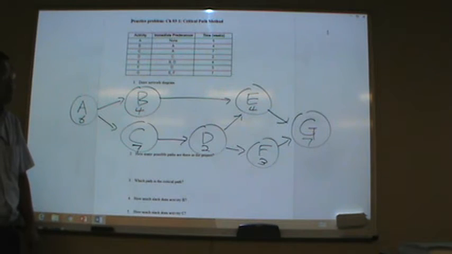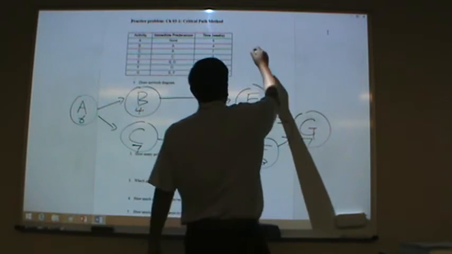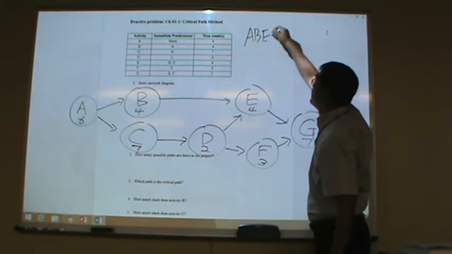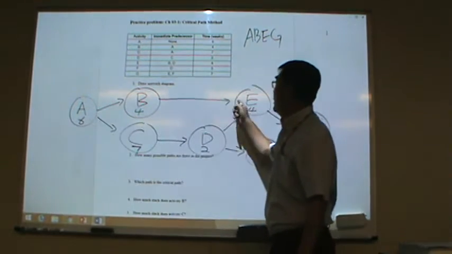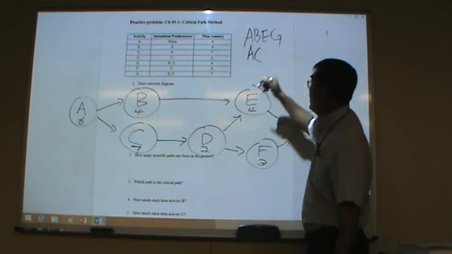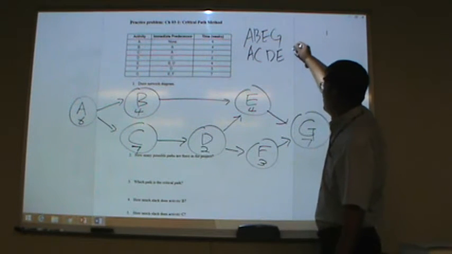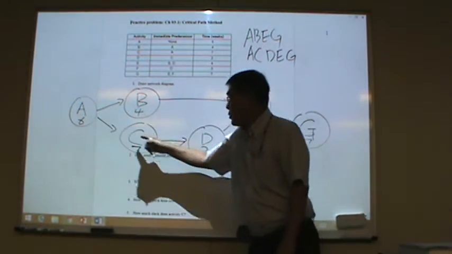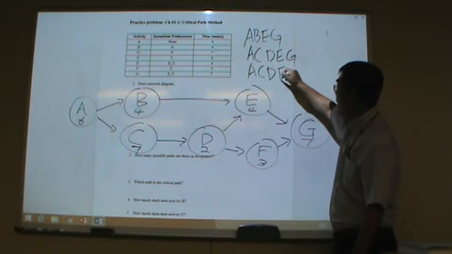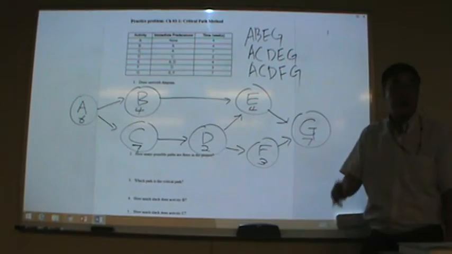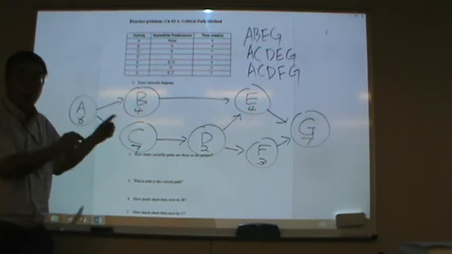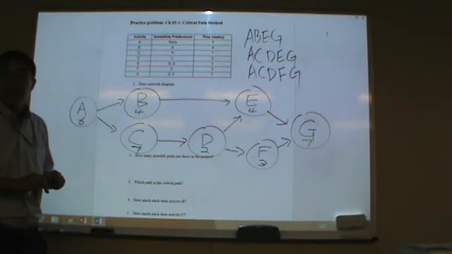3. What are they? A, B, E, G. Second one, A, C, D, E, G. Third one this way, A, C, D, F, G. There are 3 possible paths in this project network, right?